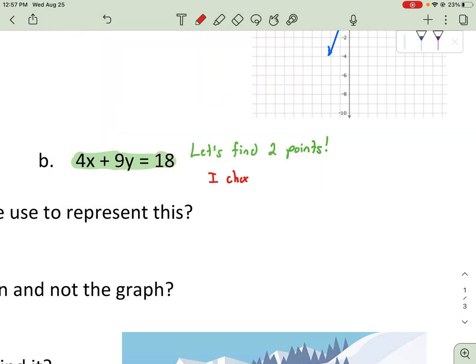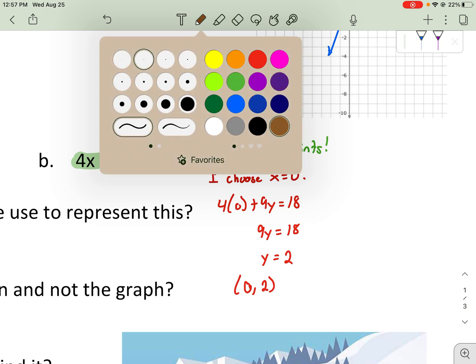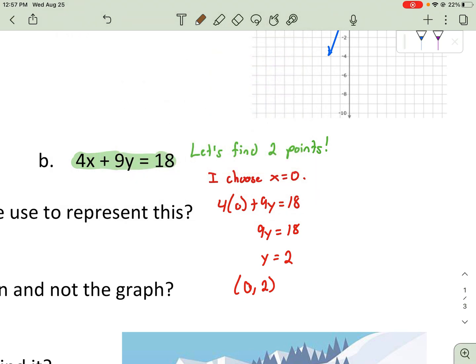I choose x to be 0. And that will get us 4 times 0 plus 9y equals 18, which is just 9y equals 18, which is y equals 2 when you solve that. But remember, I chose x to equal 0. So this gives us a point 0, 2.